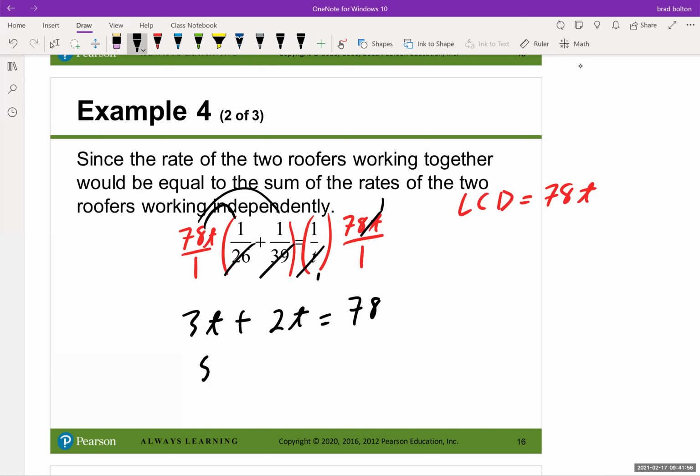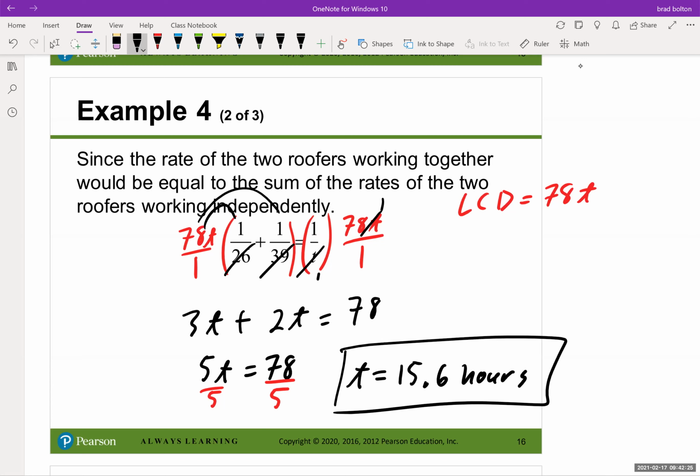So let's just solve this. This becomes 5T equals 78. Let's divide both sides by 5. And now we have T equals 78 over 5. Let me get out my calculator. 78 over 5 is 15.6 hours. Okay, so that's how long it would take if they work together.